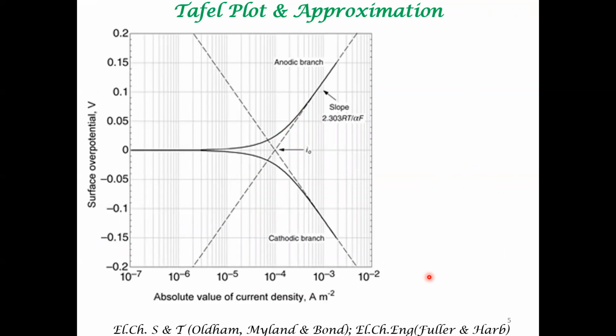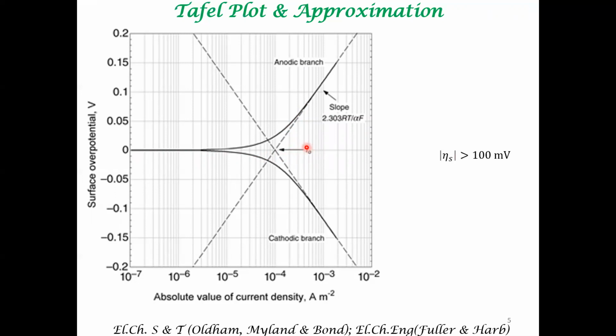Both these things are put together into a single plot. This is a very famous plot in experimental electrochemistry called the Tafel plot, and the Tafel approximation is valid when you are far from the null potential. There is a point where the anodic and cathodic current is one and the same. That is the null potential. That helps you find out I naught.